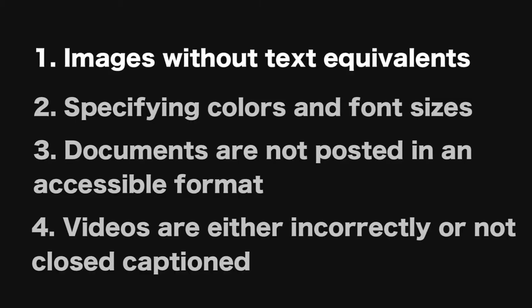We're going to comment on 4 common problems with website accessibility. This should help to make your Google Sites more accessible. They are images without text equivalents, specifying colors and font sizes, documents are not posted in an accessible format, and videos are either incorrectly or not closed captioned.